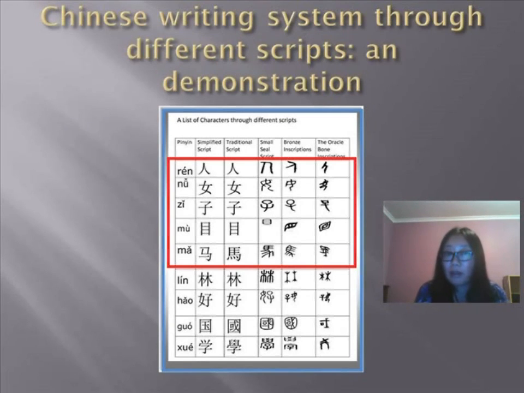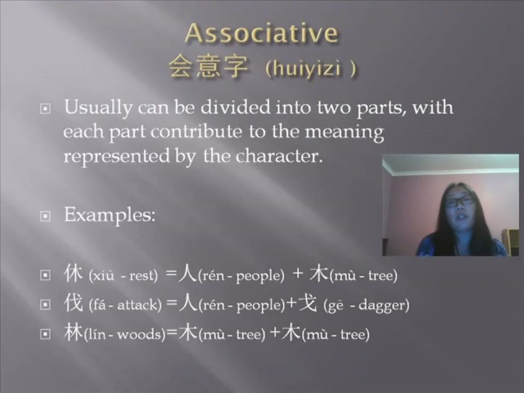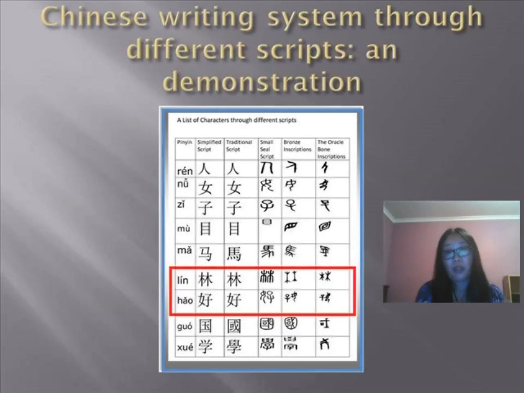And the next category is associatives. Associatives can be divided as a category of Chinese characters that were formed with each part of the character used to represent or contribute to the meaning of the character without any indication of the pronunciation of the character. The examples given here are 林, woods, like there are 2 trees in this character, and 好, which means to love. It shows a female and a child together.